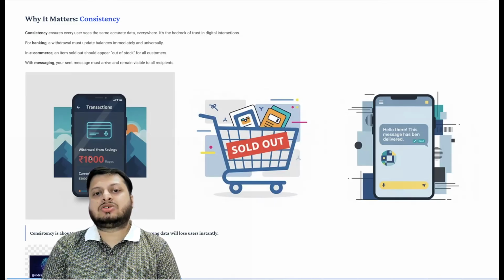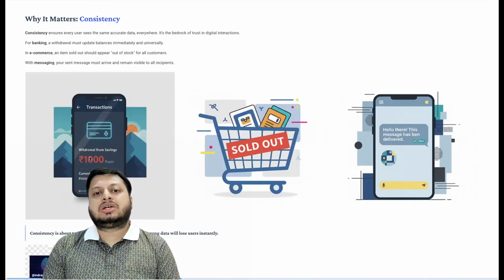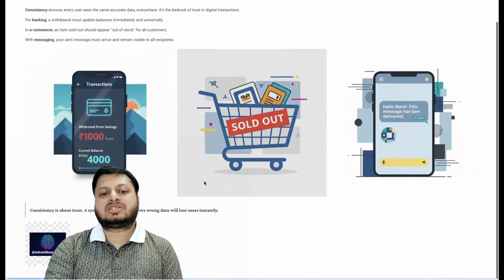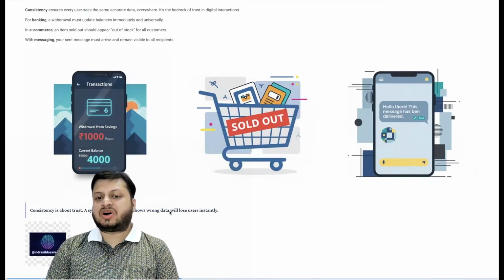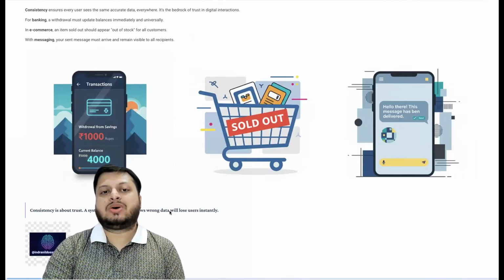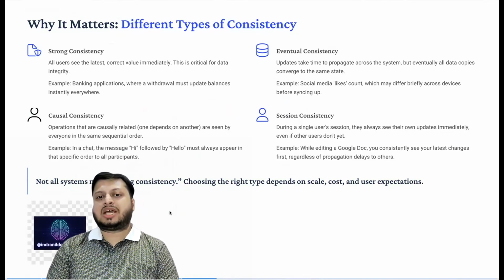With messaging also, you send a message and the intended recipient should get it within some milliseconds, I would say. So it should be consistent. If you have sent it in a group, it must be visible to all other recipients. So consistency is about trust. If a system is fast but shows wrong data, you will lose users instantly. Okay, so let's deep dive into the types of consistency that we have.